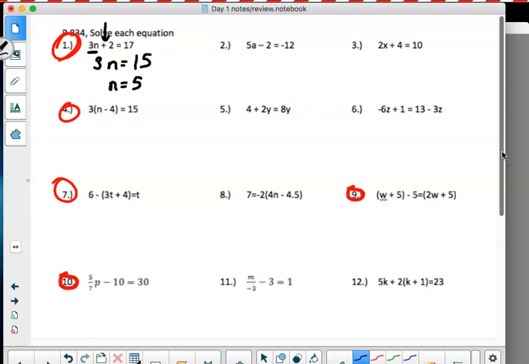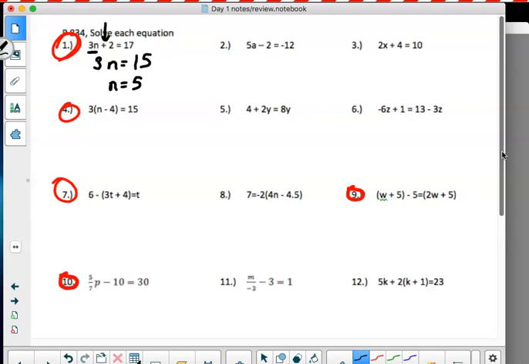Now, please notice how I showed you my work. I told you I was subtracting 2, but I did not show that I'm subtracting 2. I told you I was dividing by 3, but I did not show it. I'm getting you ready for what we're going to do in chapter 2 with working with proofs and doing algebraic proofs. I think that's when we start doing those.